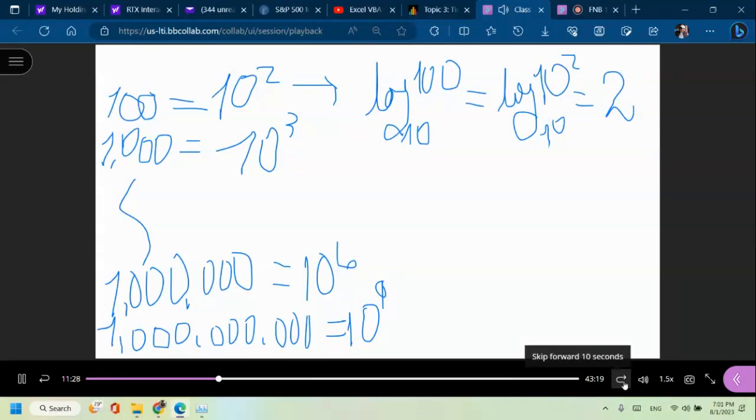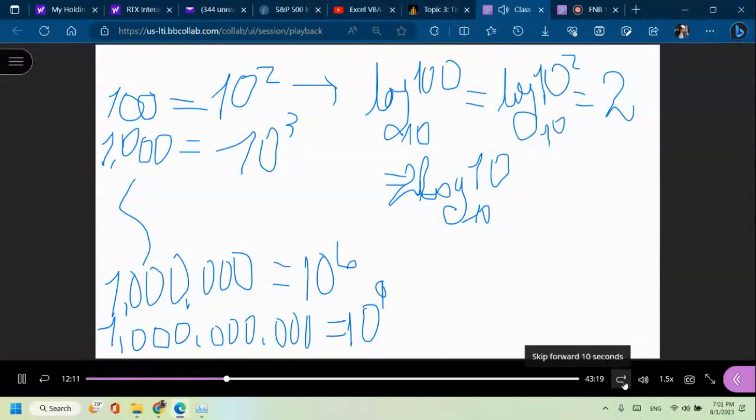But how is this possible? Well, if I rewrite it, I will extend this equal sign here. It's like 2 times log of 10 to base 10. In other words, the exponent can be brought down like a multiplicative term.